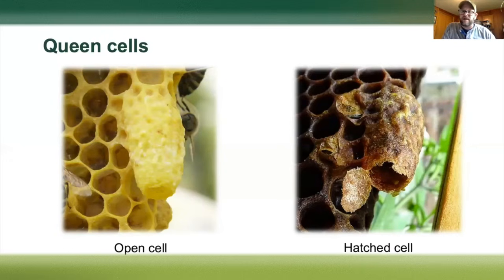You may or may not have the cap attached here. I like this photo because it's got the cap attached still. But that may or may not be there. But the fact that this is ragged around the edge tells you that this is an old cell, whereas this is a new cell. So those are a couple situations that you'll see with queen cells in your colony.